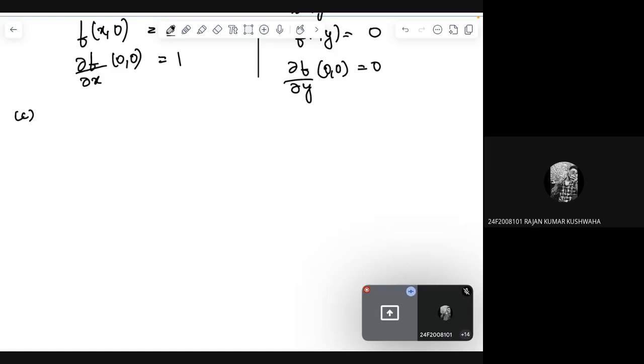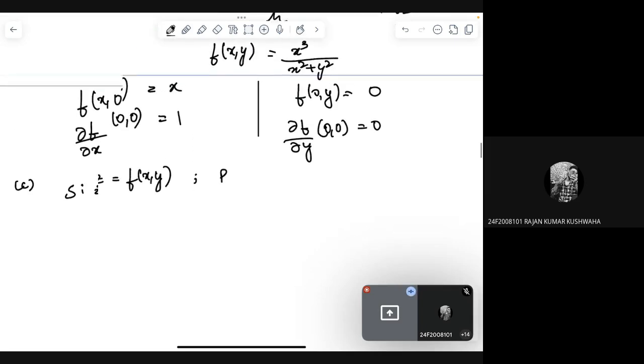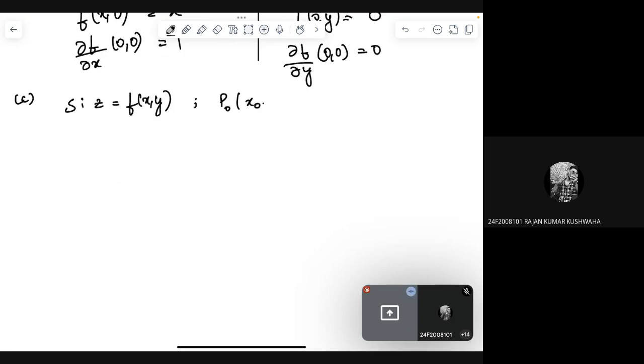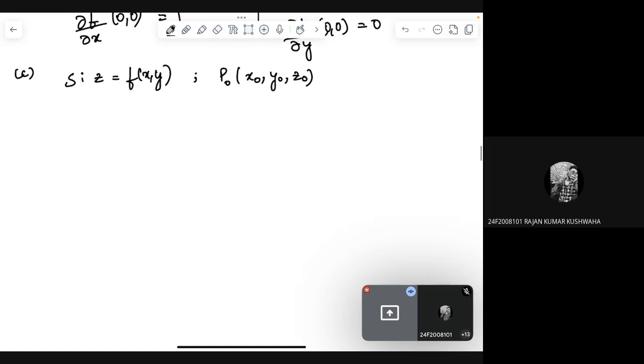So what is the tangent plane? If we have a surface z is equal to f(x,y), and say we have a point p0 in 3 dimensions, then the equation for the tangent plane to S at p0 is z minus z0 is equal to fx(x0, y0)(x minus x0). This is the formula. I'm writing the formula for the tangent plane.